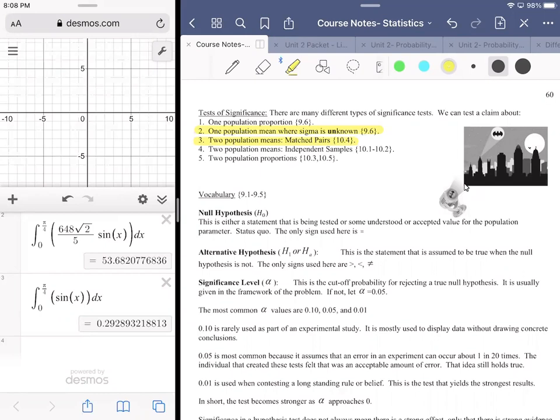So the first term there is the null hypothesis. Either a statement that's being tested or some understood or accepted value for the population parameter, also known as the status quo. Right. The last part of that, where it says the only sign used here is equals, wouldn't really make much sense right now, but it will once we get into an example.